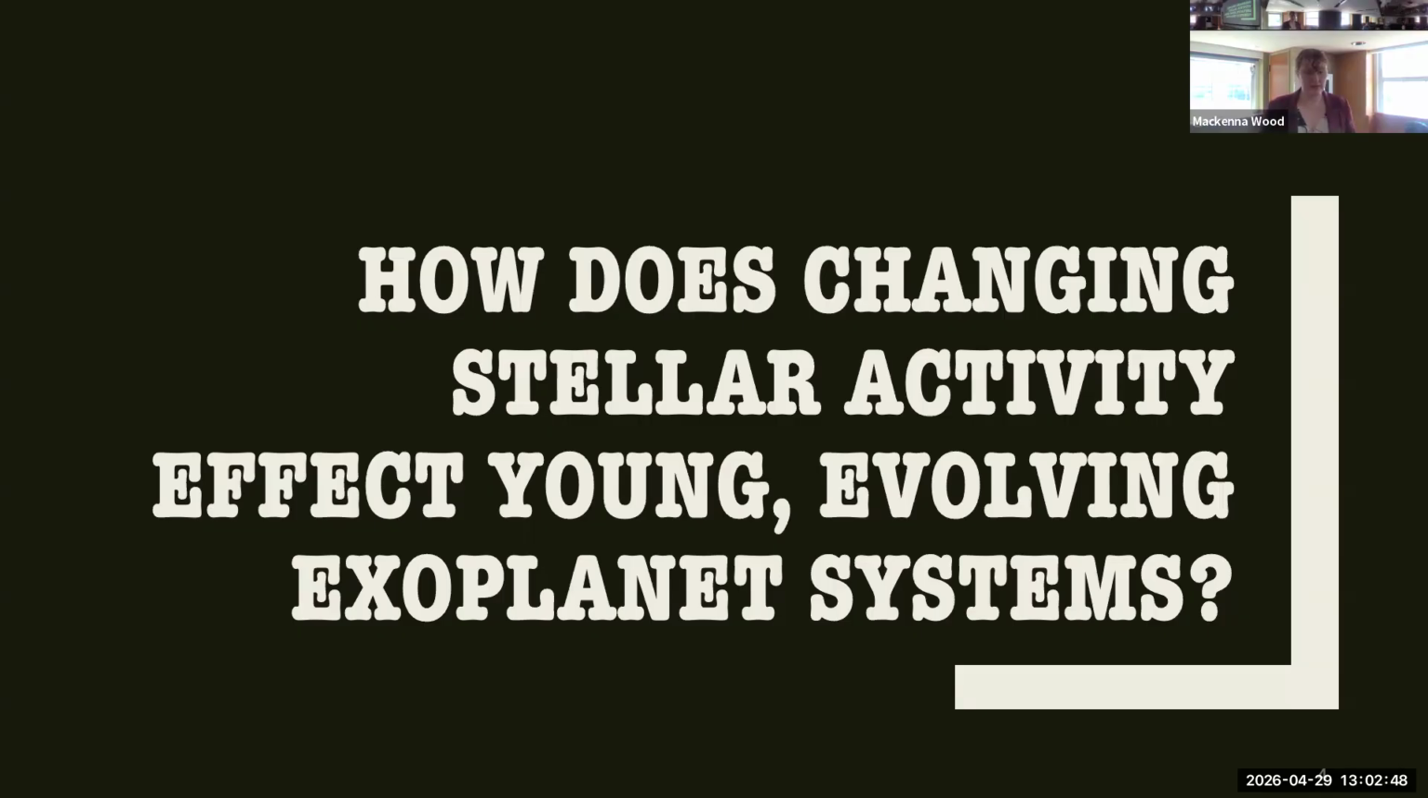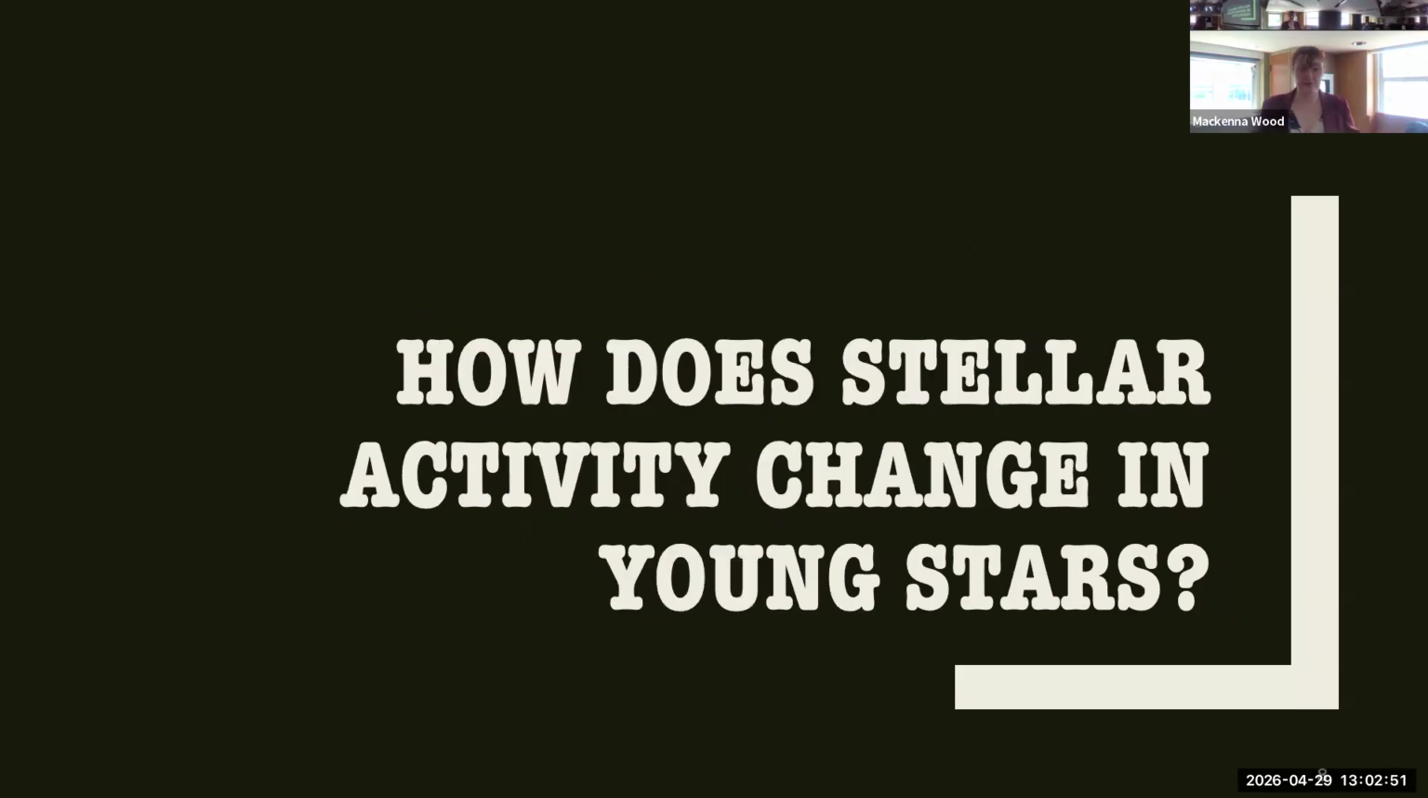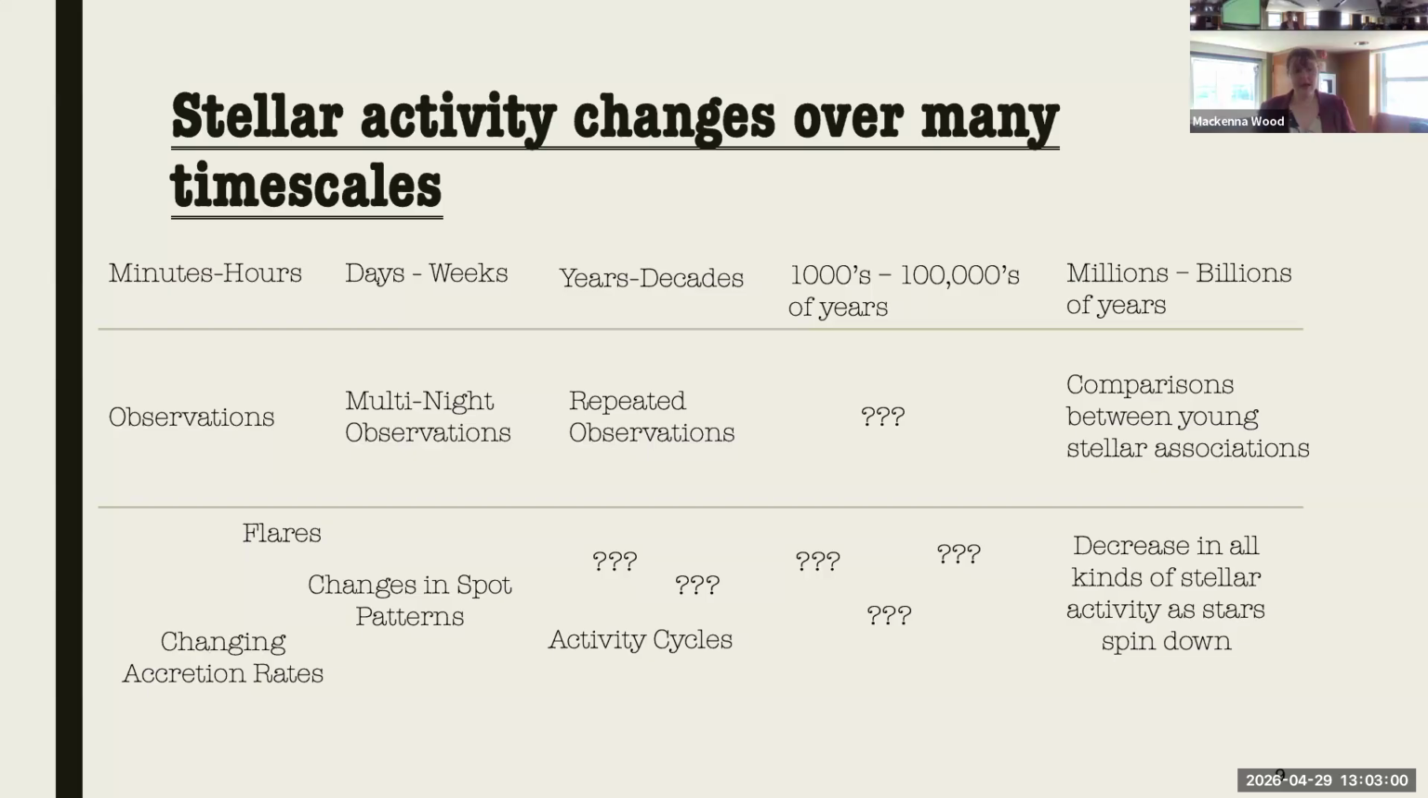But before we can understand how stellar activity affects exoplanets, first we have to understand stellar activity itself in young stars. So we're going to take a look at how stellar activity changes in young stars. And we know that stellar activity changes over many different time scales. On the short end, we can look at a star over a single observation, from minutes to hours long, and we can see it change in real time. We can see flares, we can see accretion rates changing, we can see all sorts of things happening over just these single short observations. Over days or weeks with multi-night observations, we can also see changes in spot patterns and some slightly longer term changes in stellar activity there.